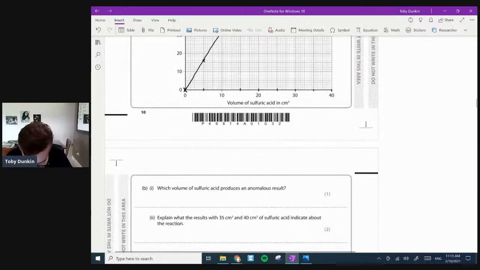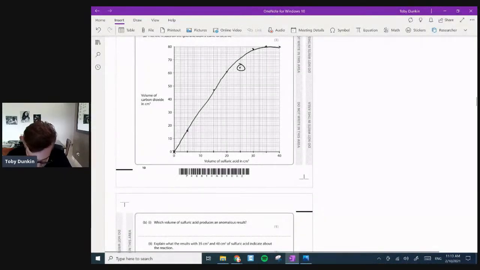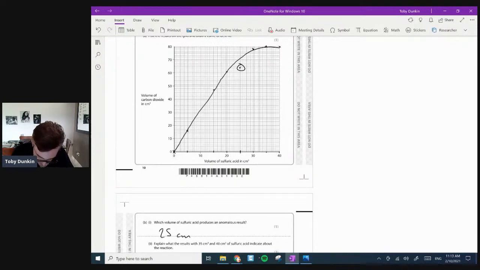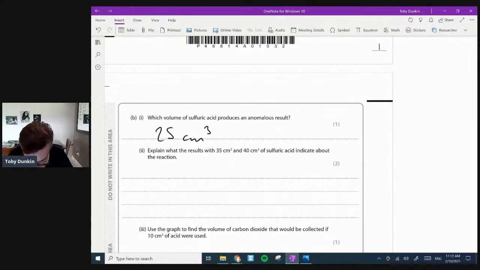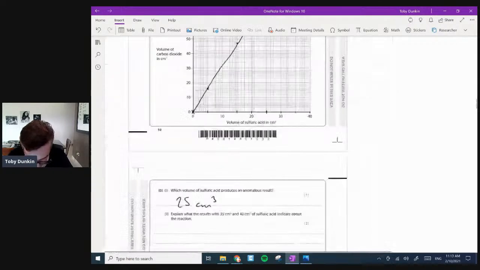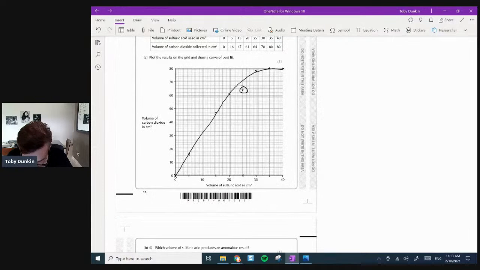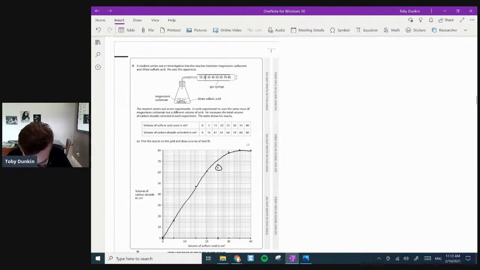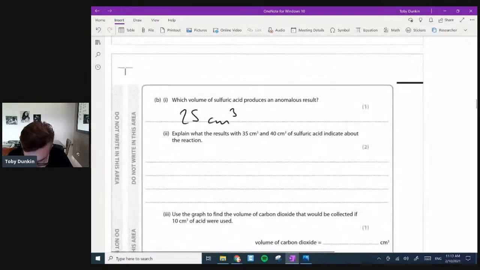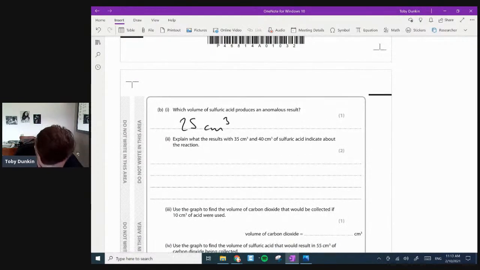Next, which volume of sulfuric acid produced the anomaly? 25 centimeters cubed. Next, explain what the result with 35 and 40 is an indicator about the reaction. 35 and 40 tells us that the reaction, yeah, but we're at the maximum of the gas syringe. That's stupid, isn't it? Really stupid. Indicate about the reaction. It stopped.